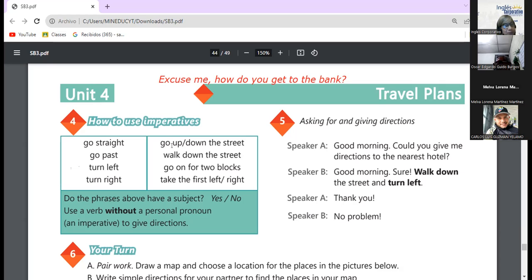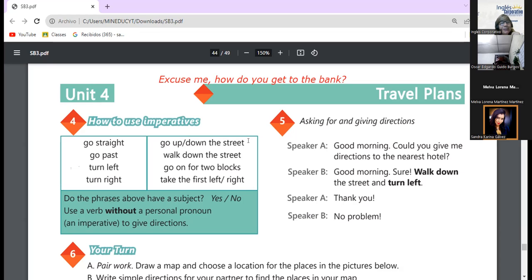Go up, it depends on the street, and go down the street is subir o bajar. No. In this case, go up no se refiere a que si es la calle inclinada o no, sino que depende de la numeración. Cuando dice go up, depende de la numeración. Down the street, sobre la calle, remember? Okay, walk down the street. It depends on the numbers. Go up or go down.